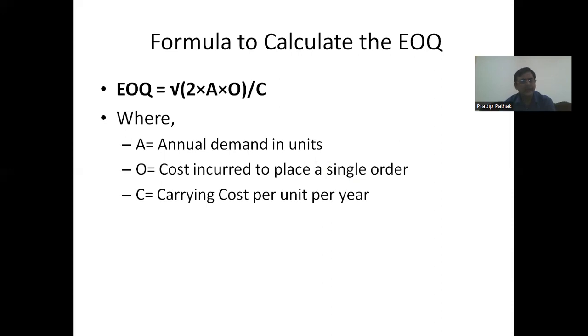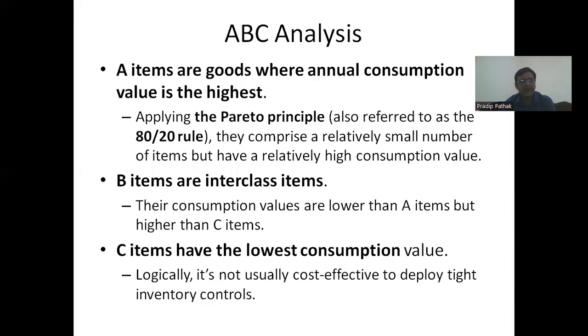Now let us see the ABC model. The ABC model is about separating all the inventory items into three groups. Basically, there is a Pareto principle of 80-20 that says that 80% of your capital, or the money, is invested to procure just 20% of the items. Okay, and the remaining 20% of the money will be sufficient to procure the remaining 80%.